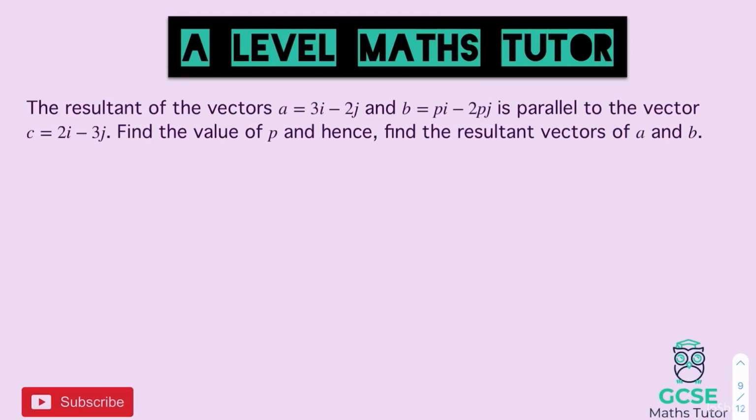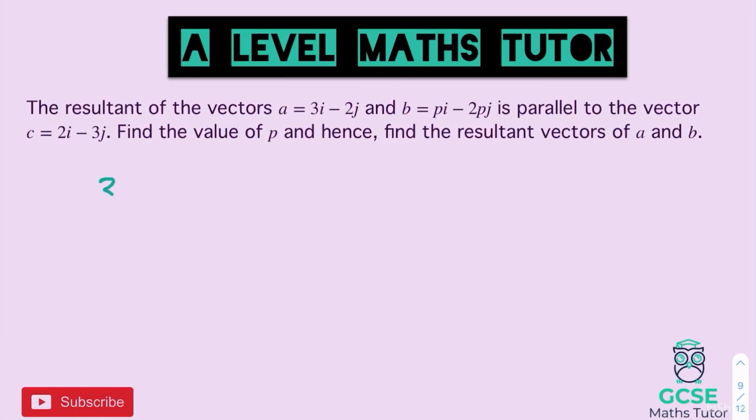So we've got the resultant vectors of a and b, and we've got our vectors a and b there, is parallel to the vector c. Find the value of p and hence find the resultant vectors of a and b. So the resultant vector is when we add them together, basically what happens when we do both of these vectors, which is essentially just adding them together. So let's have a look at what we get when we add them together.